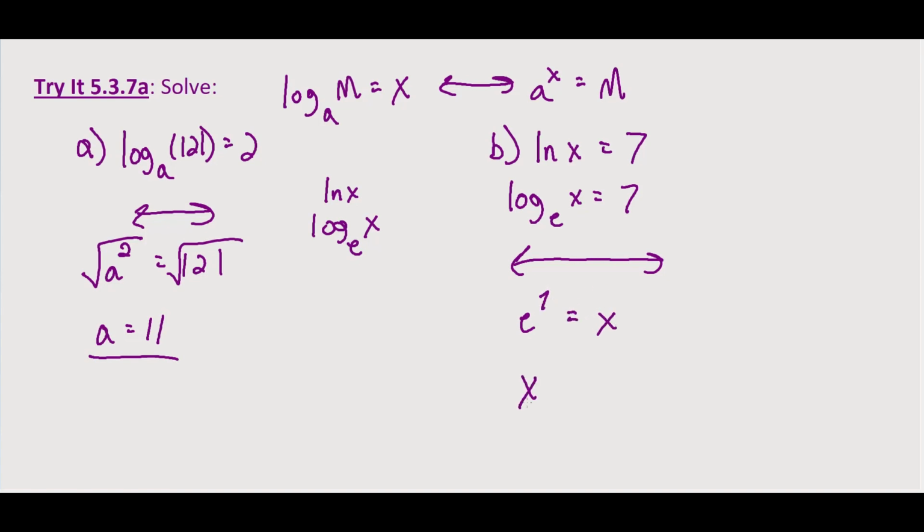Now that's a perfectly acceptable answer unless it's asking specifically for a decimal approximation. E to the 7th is a perfectly acceptable value for a solution. So when the ln of x equals 7, the natural log of x equals 7, log base e of x equals 7, all of those are equivalent. X equals e to the 7th.